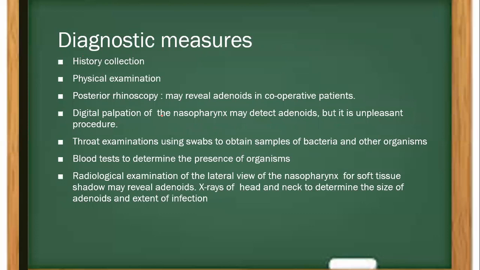Then, what kind of diagnostic measures can we use to find out adenoiditis? First of all, history collection. What things can we collect in the history? We can collect history regarding any kind of infections.